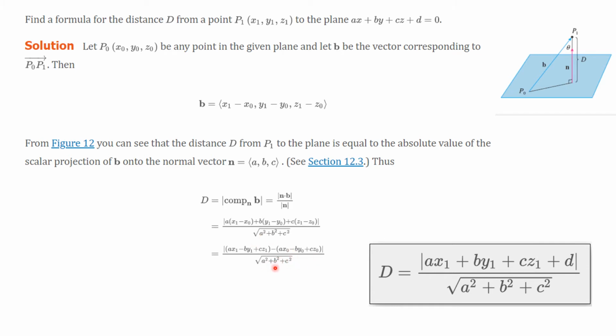So anyway, we end up with this, but you see this is going to be minus d because this P0 was originally in the plane, so it satisfies this equation. That makes this minus d. And so the equation can be simplified further to d is equal to the absolute value of ax1 + by1 + cz1 + d, all over the magnitude of the normal vector, the square root of a squared plus b squared plus c squared. So that is the answer, and that's a formula that you want to commit to memory.